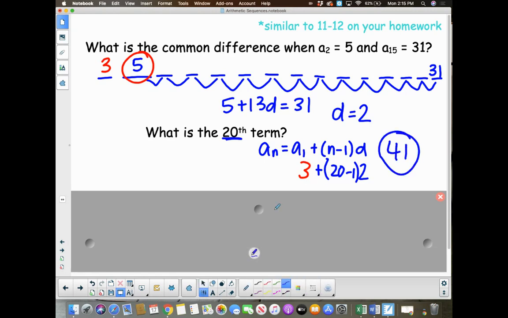If you notice, however, like I said, this is a big common sense chapter. You're already at 15 over here, your 15th term. Well, you found your common difference, so you technically could just add 2 five more times, which is 10, and add 31 and 10, you get your 41. But again, there's multiple ways of doing these. You can use formula, you can use common sense.